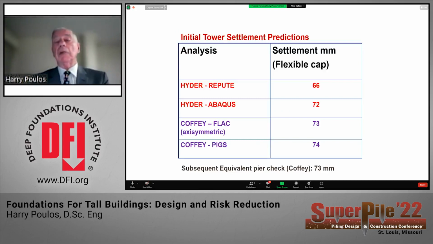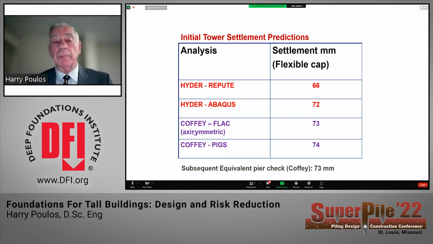Now, when Hyder did their analysis, they used various methods of calculation. They started off with fairly simple methods and then went to quite sophisticated methods. These are 2 of their results, one using the program Repute and then another one using a 3-dimensional finite element program, and they got reasonably comparable results in the 60s, early 70s millimetres.